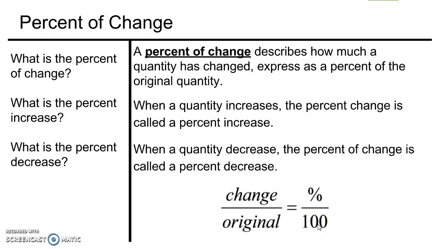And how do we find the change? By subtracting the numbers. We subtract the two numbers to find the change. So change over original equals percent over 100. To find the amount of change, we subtract them. And there's two different types of percent of change. We have percent increase and percent decrease. If it's increasing, it's a percent increase. If it's decreasing, it's a percent decrease. That makes sense, right? Right.